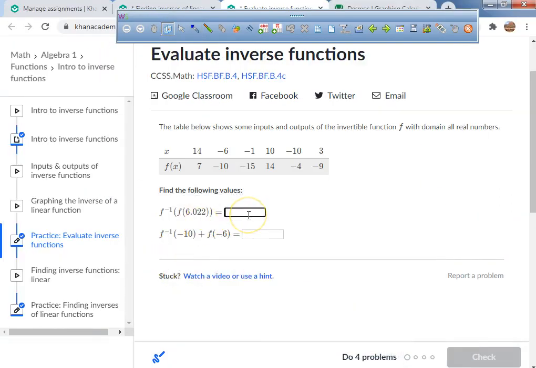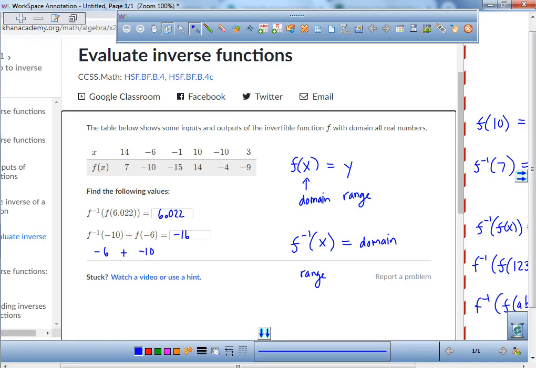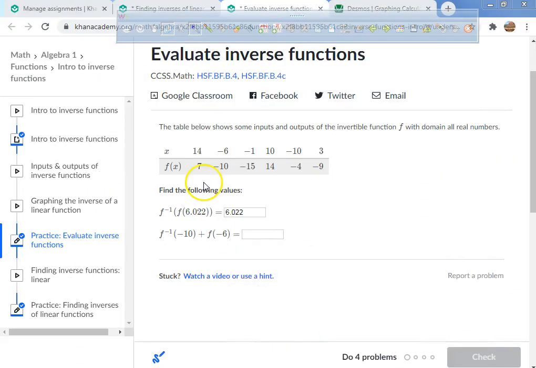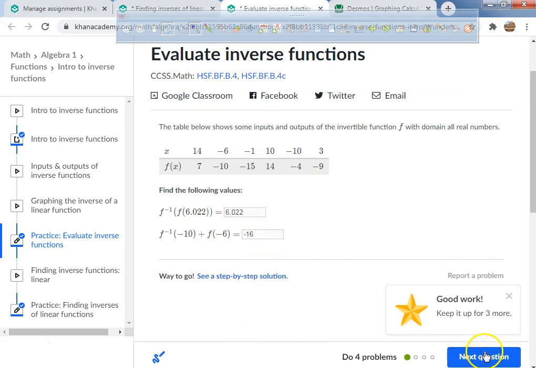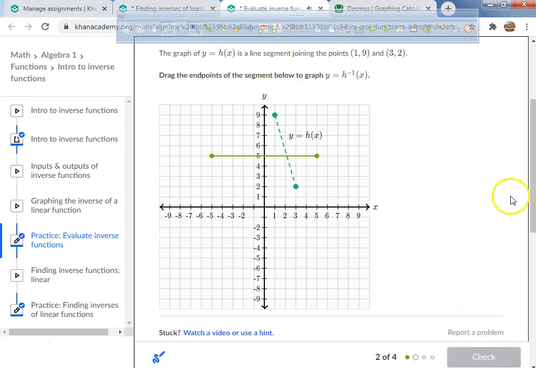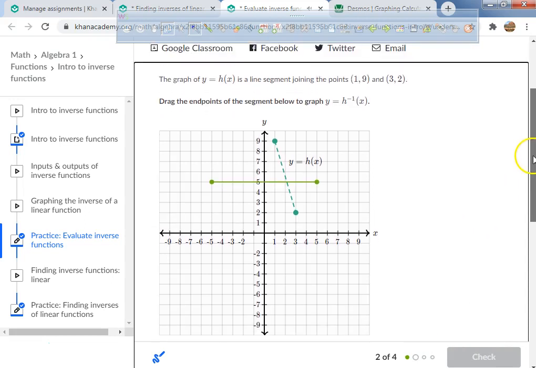All right, so here we go. We're going to type in 6.022, and then what do we type in here? What was that again? Negative 16? Negative 16. All right. Woohoo!